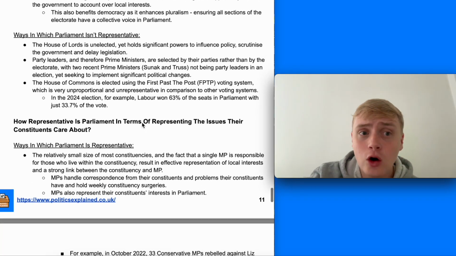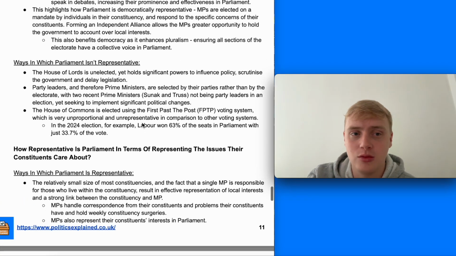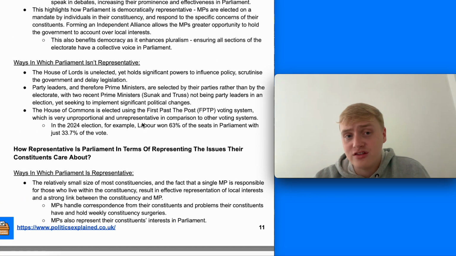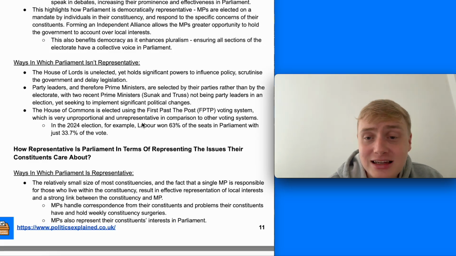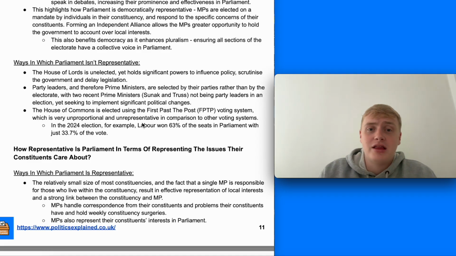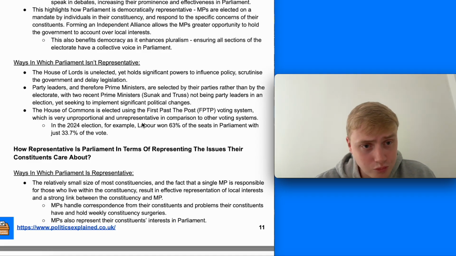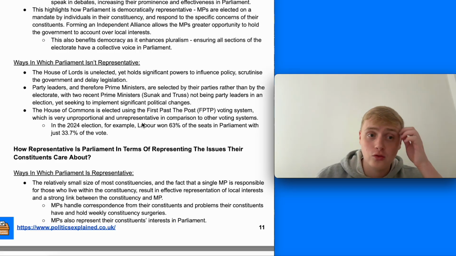On the other hand, ways in which Parliament isn't representative in terms of democracy are quite clear. The House of Lords is unelected, yet holds significant powers to influence policy, scrutinise the government, and delay legislation. Party leaders, and therefore prime ministers, are selected by their parties rather than by the electorate, with two recent prime ministers, Sunak and Truss, not being party leaders in an election, yet seeking to implement significant political changes.